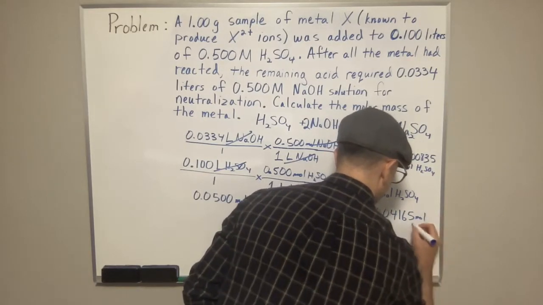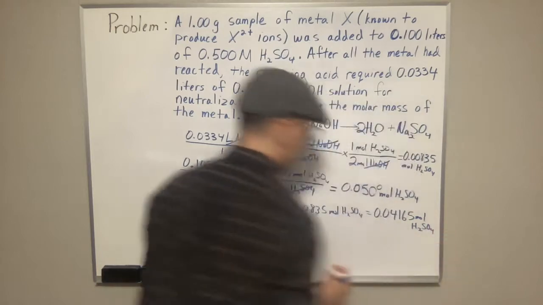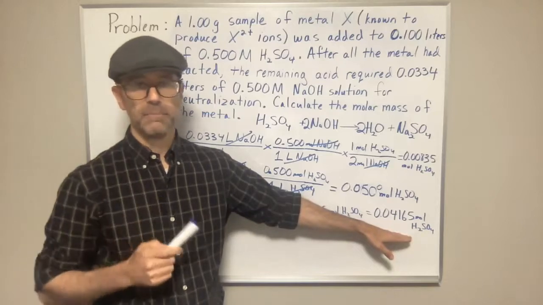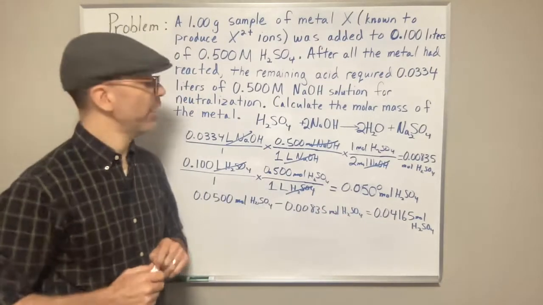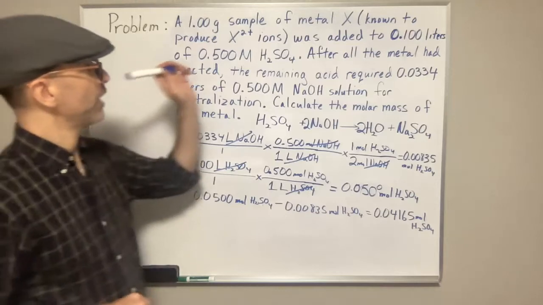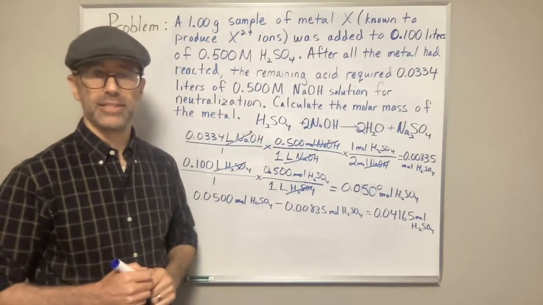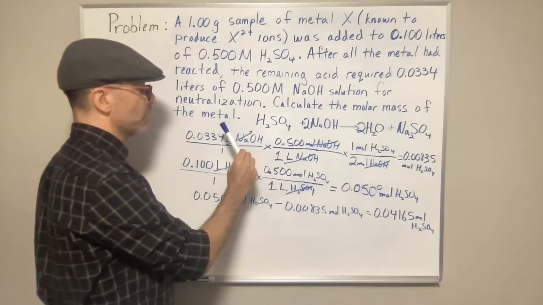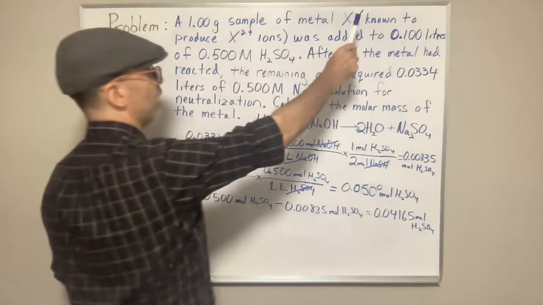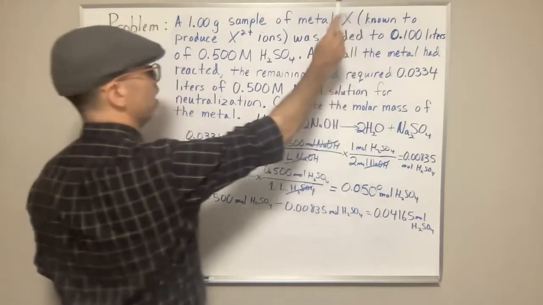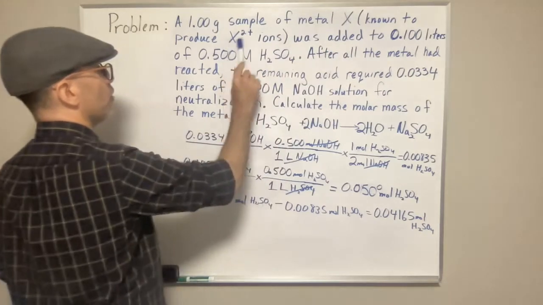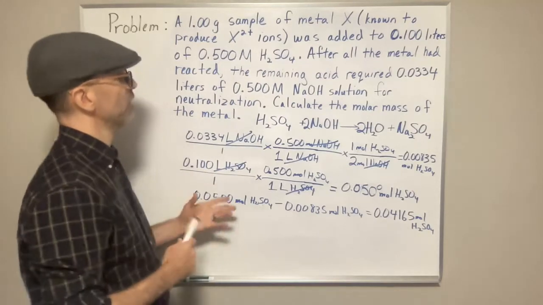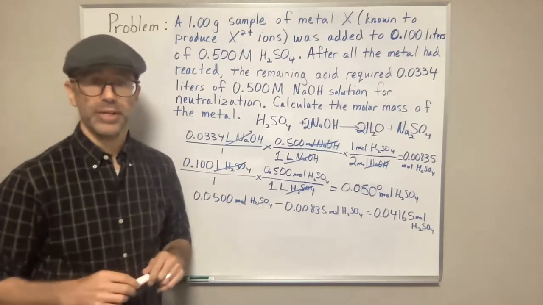0.04165 moles of H2SO4. So this is the moles of H2SO4 that actually reacted. And so now that I have that, I can find the moles of my X that reacted with that. So I go back to my equation here. So how do I know how much reacted? So here I know that this forms X2+ ions, right? So I need a reaction where I can get a mole to mole relationship.